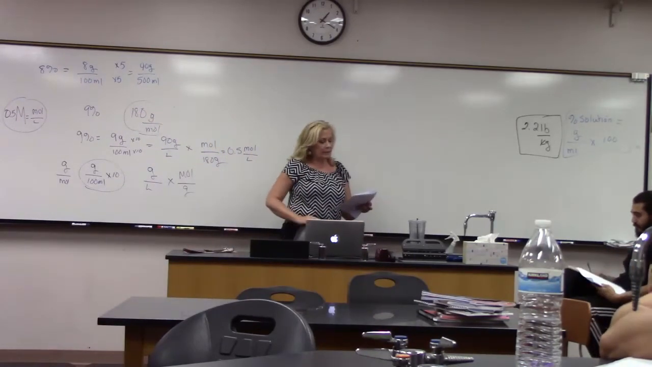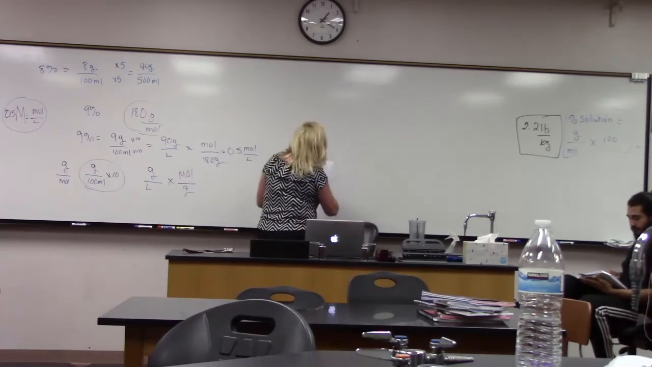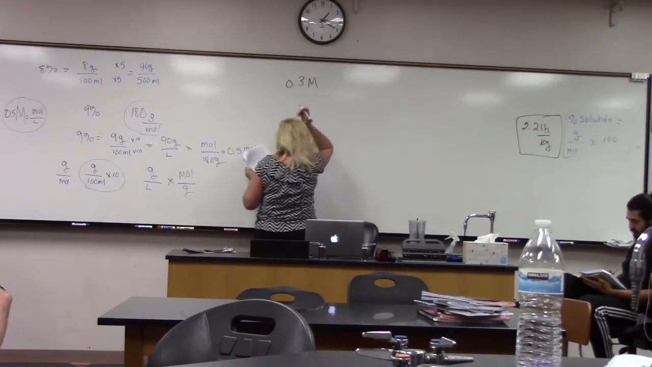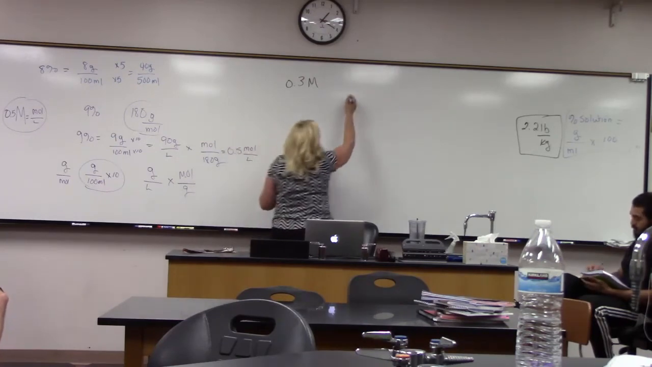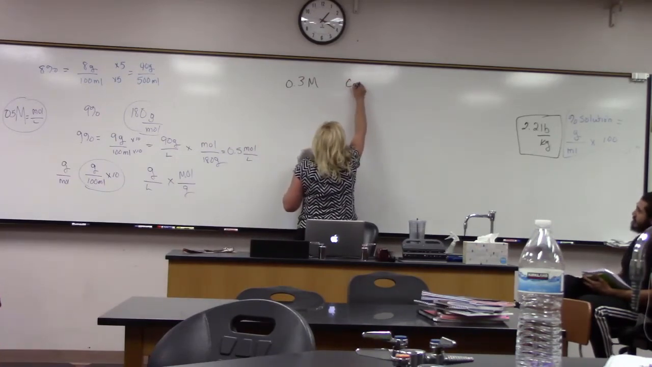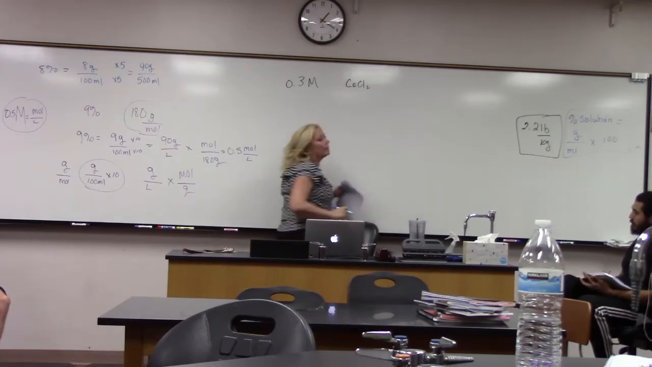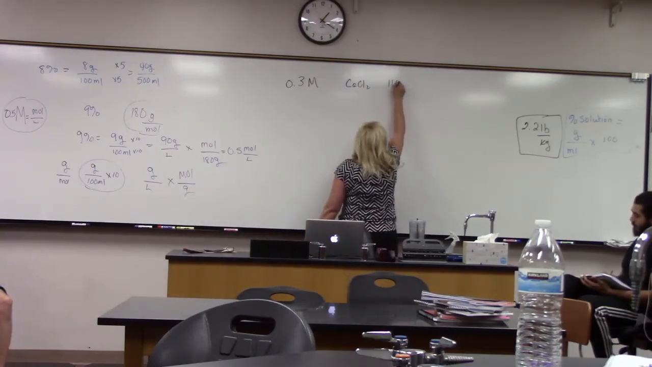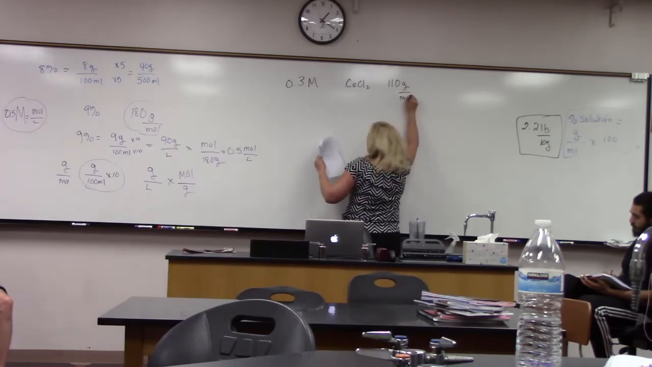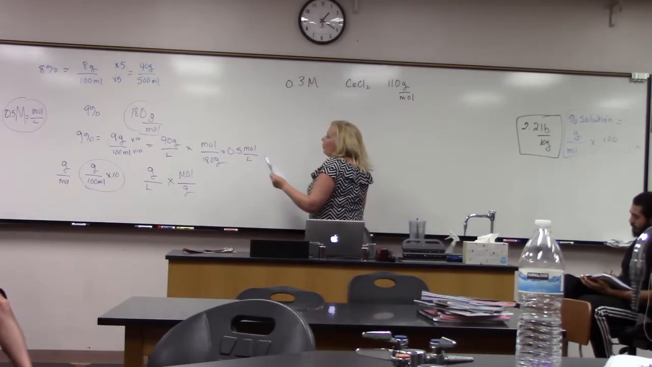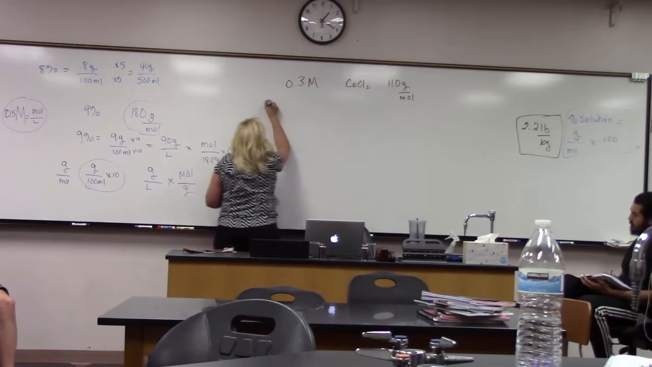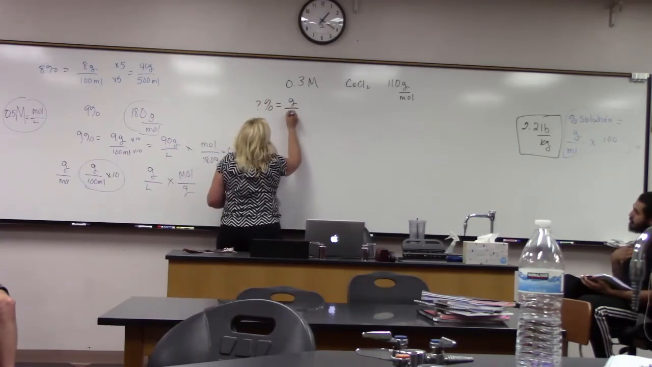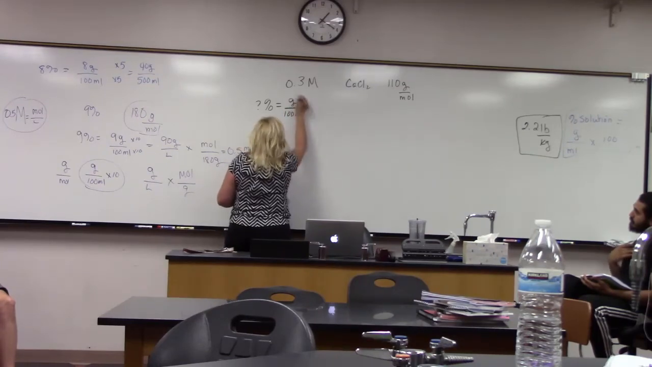All right, let's go over this, see what you got. Okay, so we have a 0.3 molar solution, and it's calcium chloride. So what's the molecular weight for this? 110. So 110 grams per mole. And they want to know what is the percentage, which is the same thing as grams in 100 milliliters.